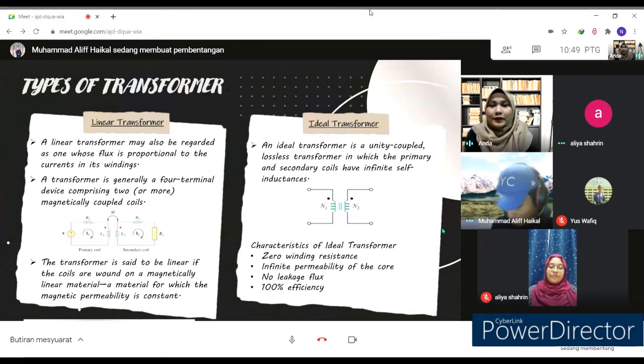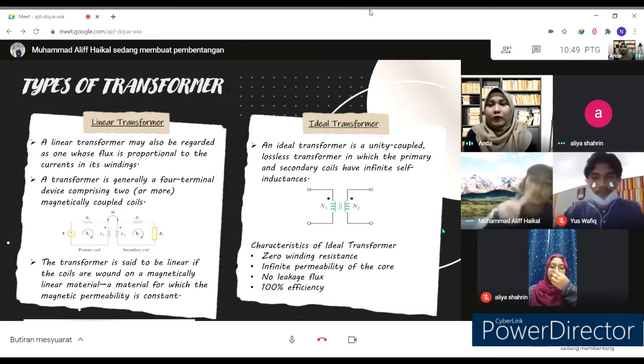Let's continue with the types of transformer. The first one is the linear transformer. The definition of a linear transformer is that it may also be regarded as one whose flux is proportional to the currents in its windings. A transformer is generally a four-terminal device comprising two or more magnetically coupled coils. The transformer is said to be linear if the coils are wound on a magnetically linear material, a material for which the magnetic permeability is constant.